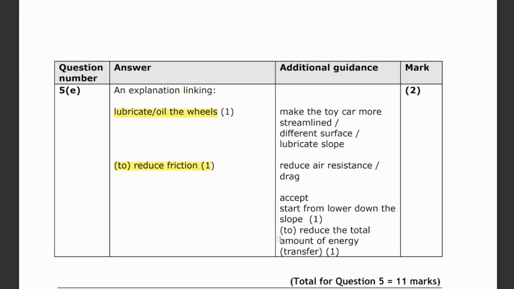Now you can pause the video and have a look at the additional guidance. I am not going through the additional guidance, but there are different answers that can be accepted as well. So pause the video and have a look at what are the types of answers you can actually write for the same marks. Let's move on to the next question.